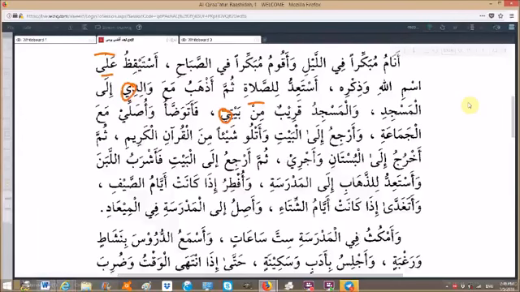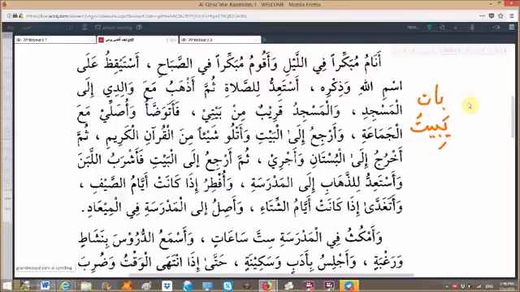The word house comes from bata, yabitu, and it means to spend the night. It doesn't mean to sleep, but it means to spend the night.